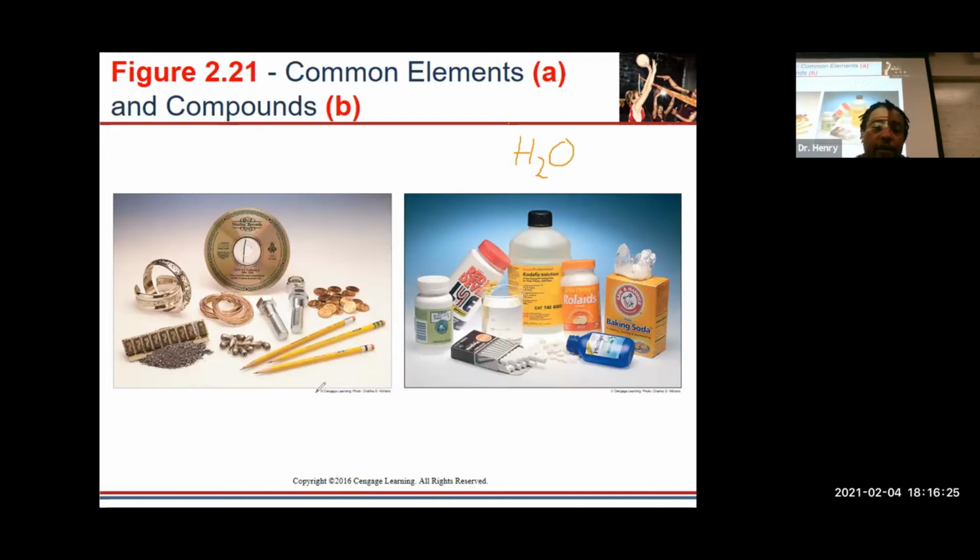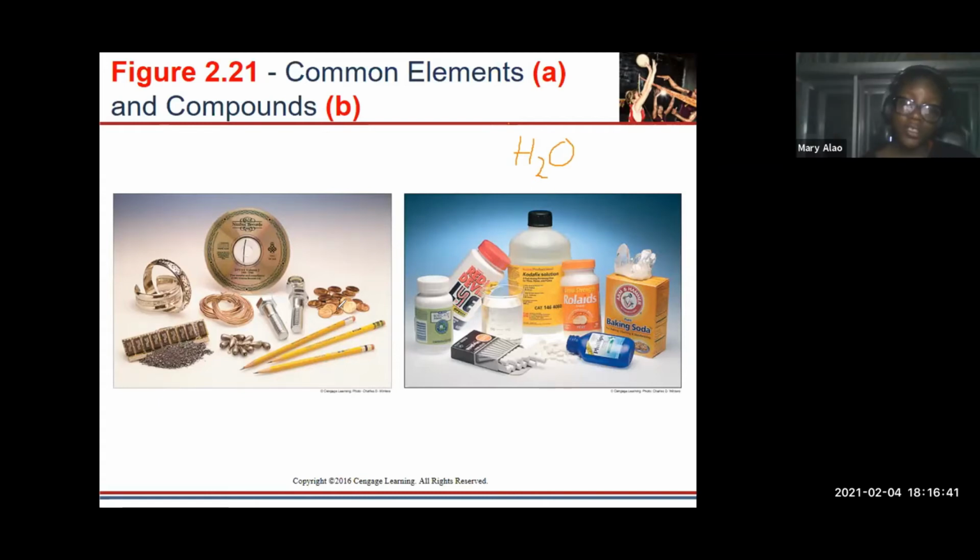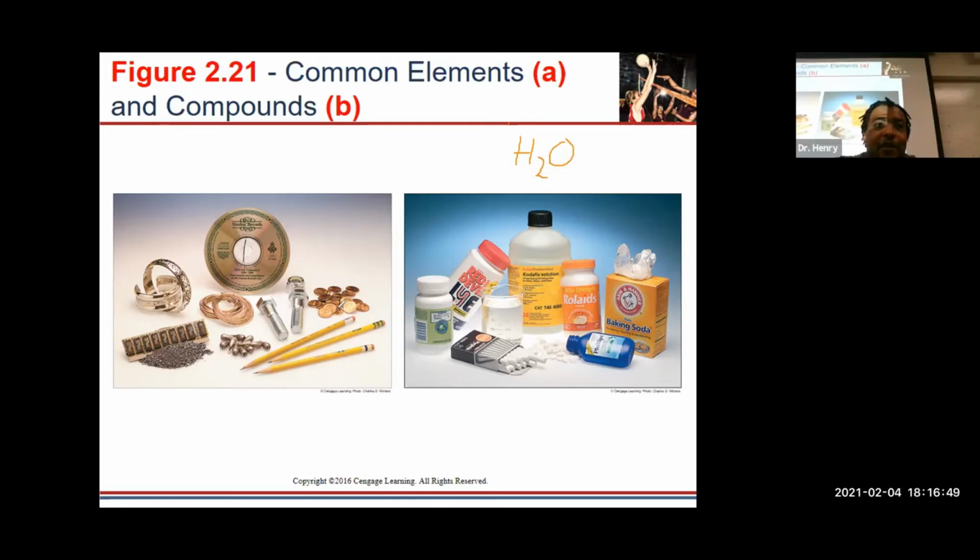So I want you to help me. Pennies, those old-fashioned copper pennies. Is that a pure substance? It's just copper. Okay, then it's a pure substance, right? So the old pennies are a pure substance.